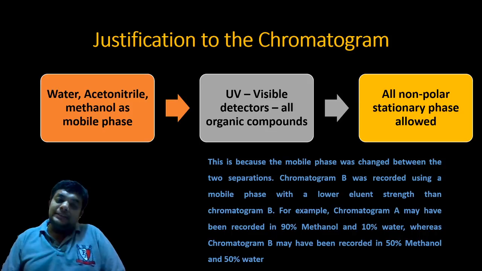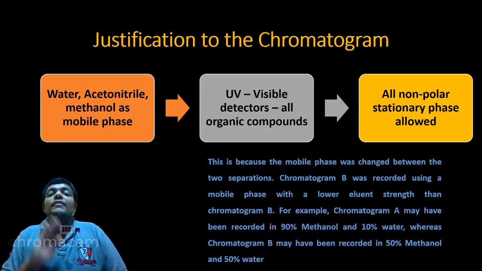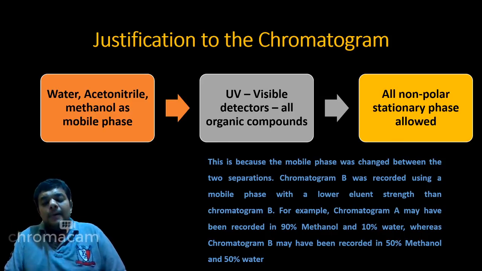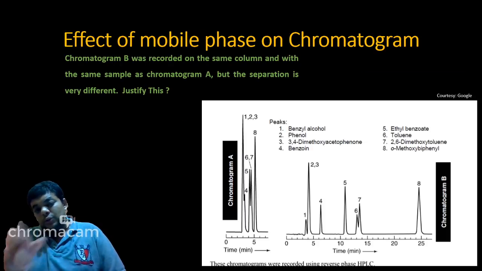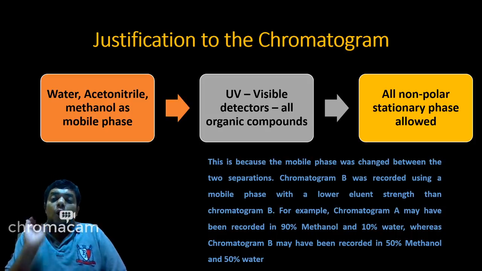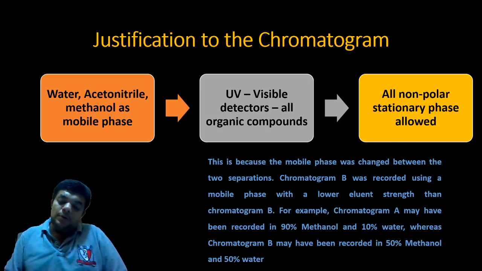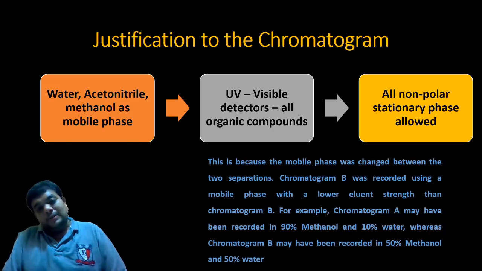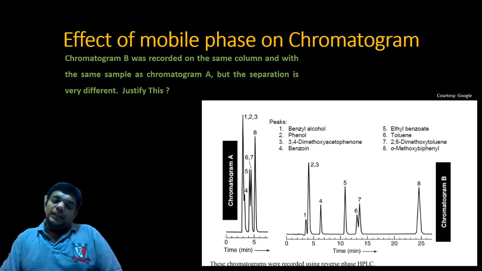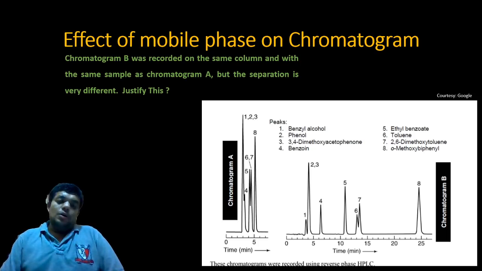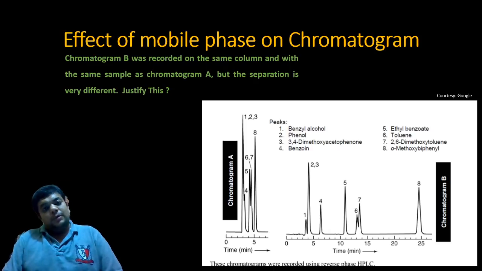Water, acetonitrile, methanol are the possible mobile phases. UV visible detectors are used over here because all these compounds that are shown on the screen are organic. A non-polar stationary phase is used because most of the compounds are polar. So friends, this is a justification on the effect of the mobile phase on a chromatogram. Hope you are understanding, but please keep two things in your mind very clear.